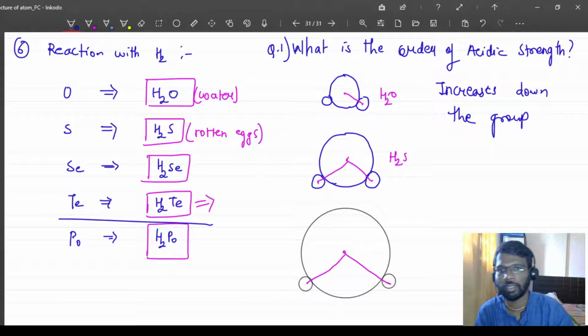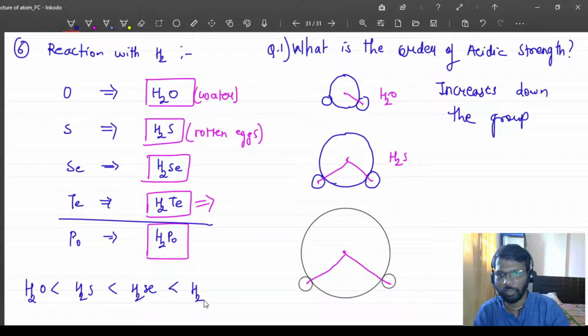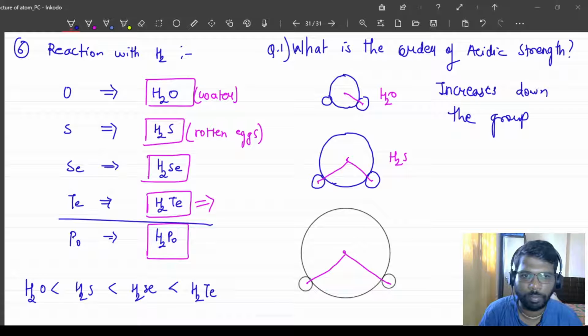If you want to write the increasing order of acidic strength, then H2O will be the least, then H2S, then H2Se, and the maximum will be H2Te. So this will be the order of acidic strength.